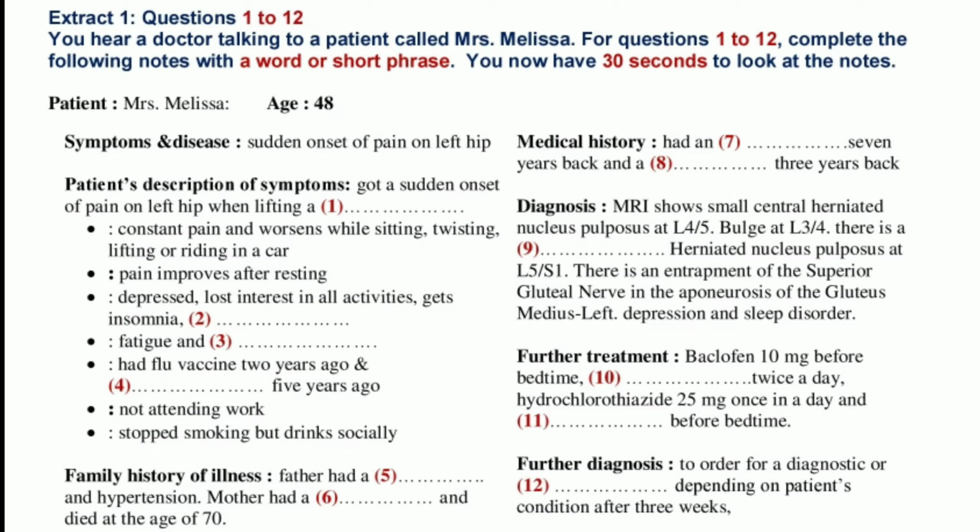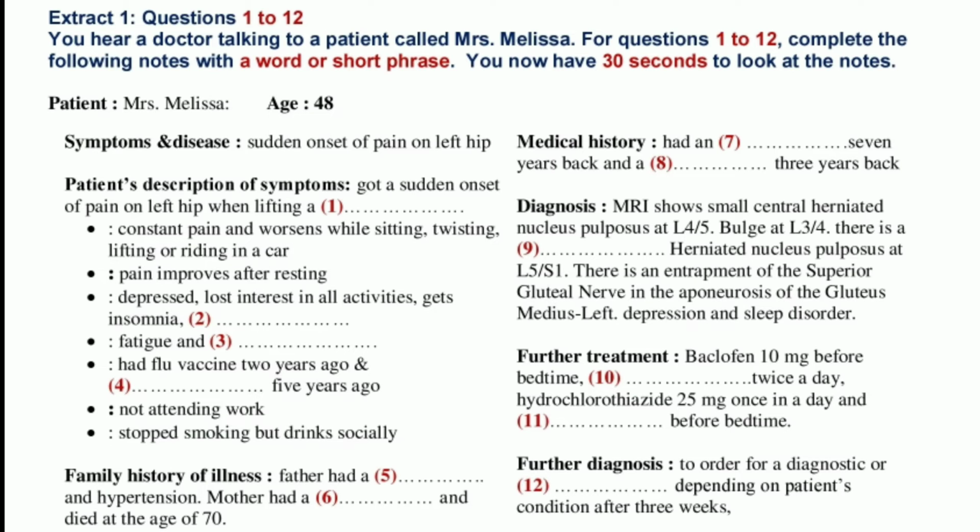Do you have pain on your spine? Yes, doctor. Your age? 48, doctor. Are you attending your work? No, doctor, I am not going to work. Have you been immunized before? Yes, doctor. I had flu vaccine 2 years ago and pneumonia vaccine 5 years ago. Do any of your family members have a history of illness? My father is 79 and had a cerebrovascular stroke and hypertension. My mother had a congestive history of heart failure and died at the age of 70.